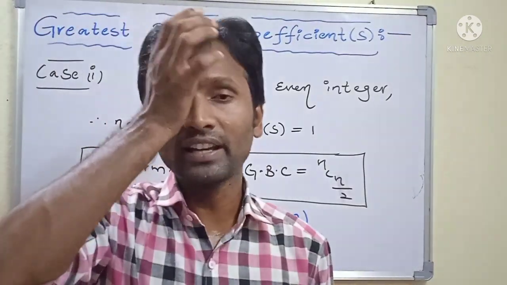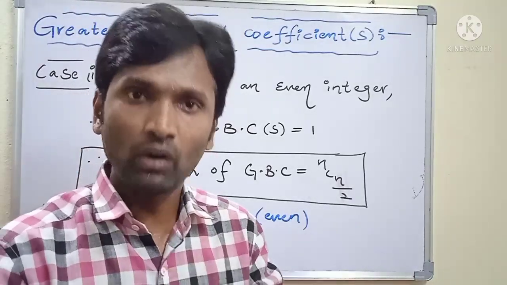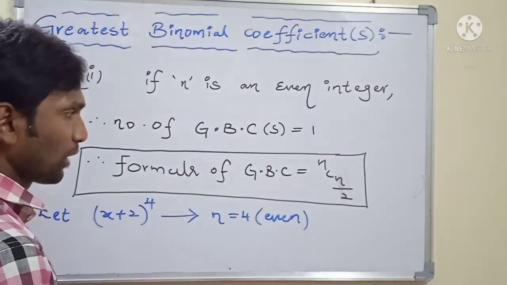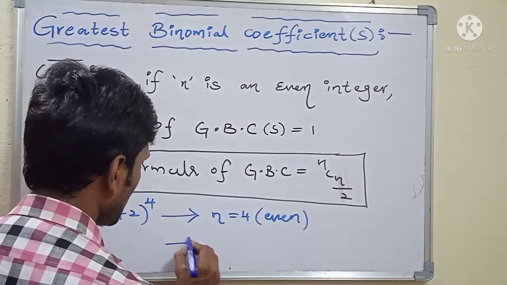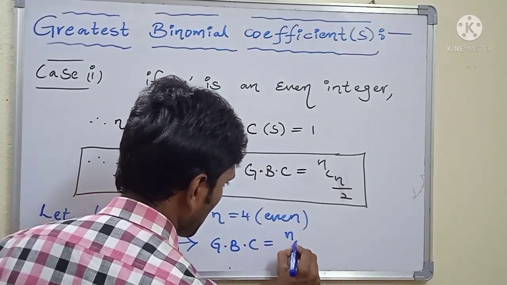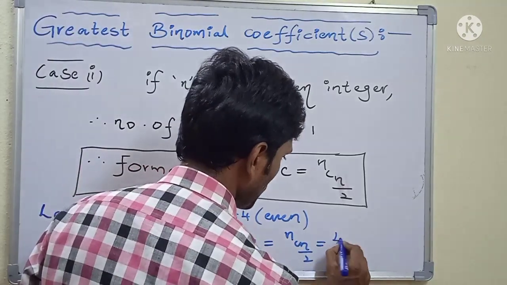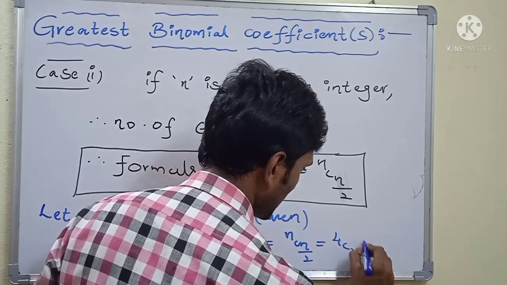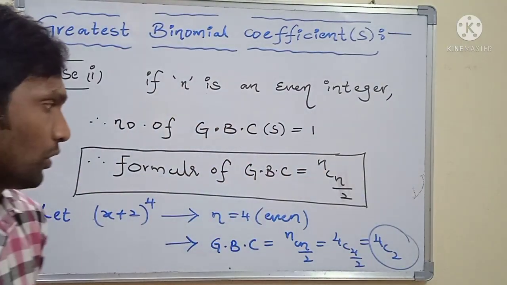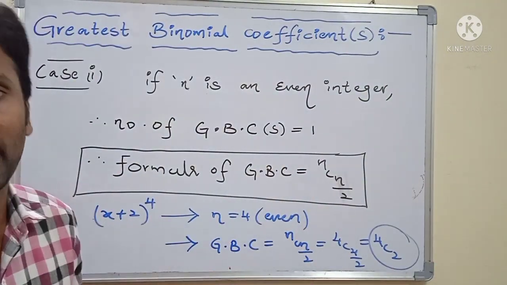If n is an even integer, what is the formula to find the greatest binomial coefficient? The formula is nC(n by 2). Now the greatest binomial coefficient equals nC(n by 2), where n is 4, so 4C(4 by 2), that equals 4C2. Now 4C2 is called the greatest binomial coefficient of the given expansion.